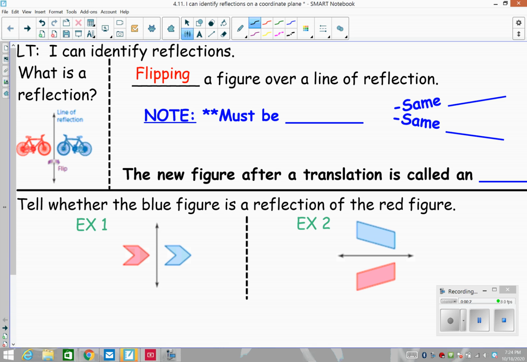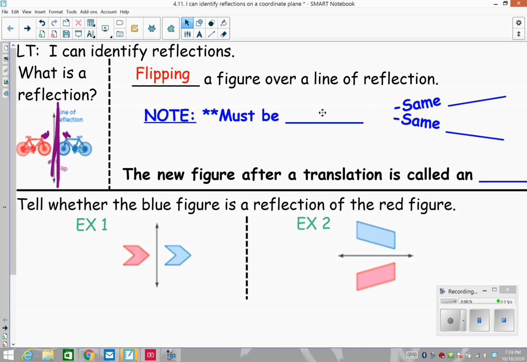You can see an example here with the bike. The handlebars are right here. Here's the line of reflection, and then the handlebars are right there. So when we flip it over, you can see it gets flipped. And it does need to stay congruent, okay? And it needs to be equidistant to the line, okay? So if you were to fold it on that line, it would land right on top. So it has to be the same distance away from the line.